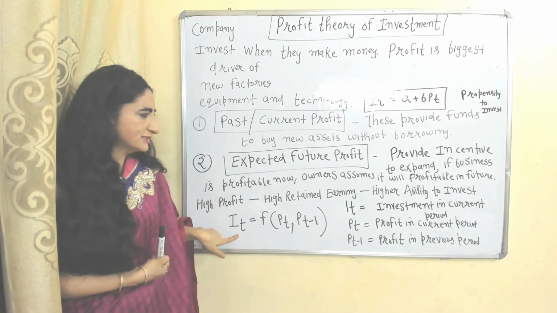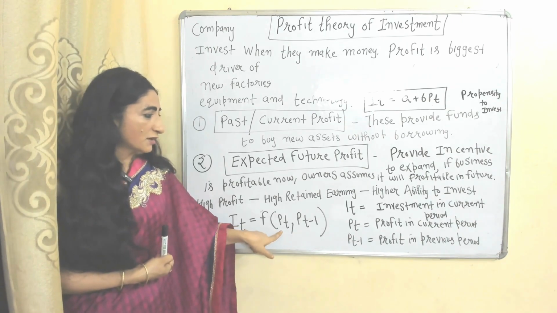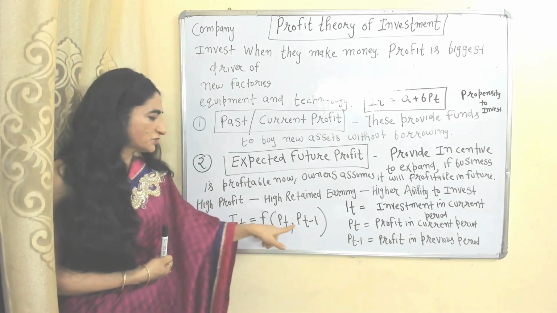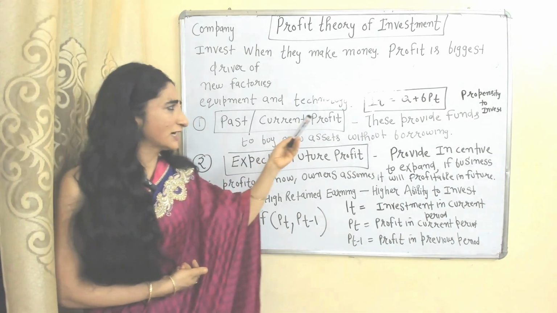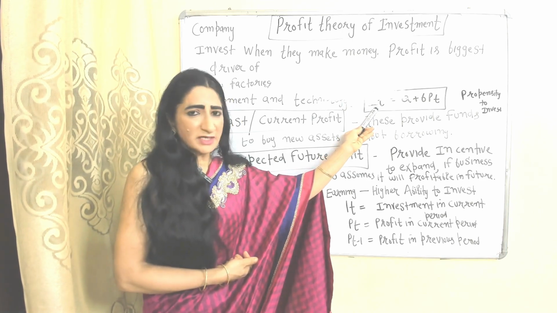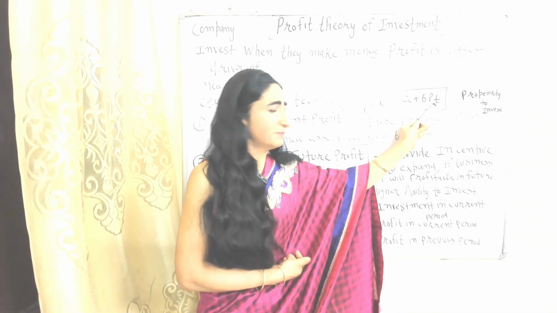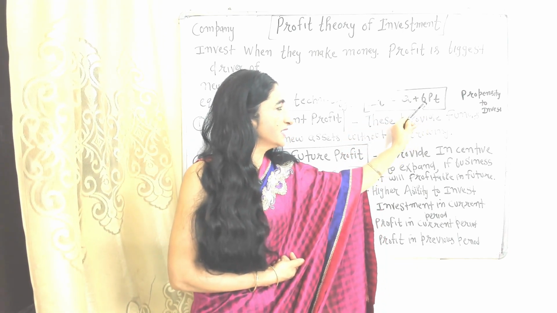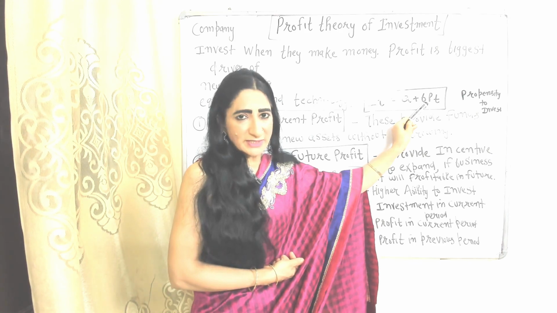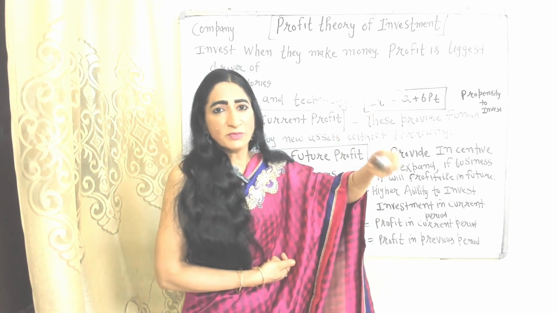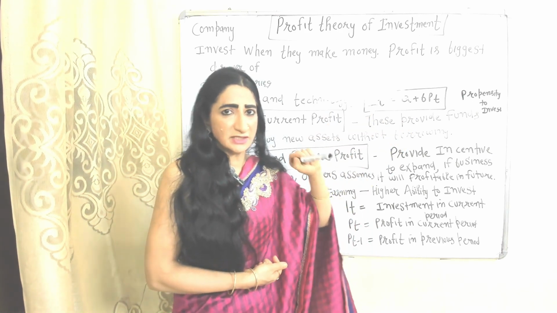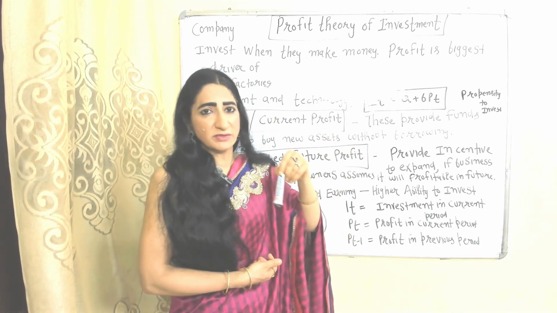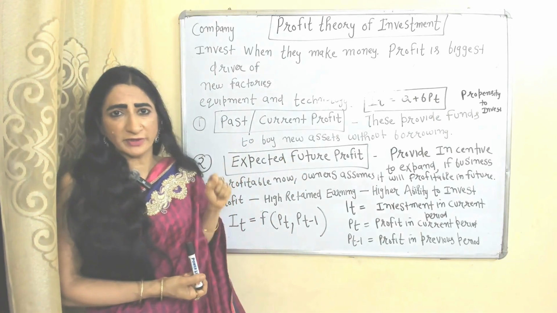Here you can see investment in the current period, profit in the current period, profit in the previous period. So investment is a function of profit. You can also write it like this: investment is the dependent variable, profit P_t is the independent variable. Investment depends on profit. b represents the propensity to invest. That means how much investment increases due to an increase in profit. a represents autonomous investment. Autonomous investment means you invest when your profit is zero.